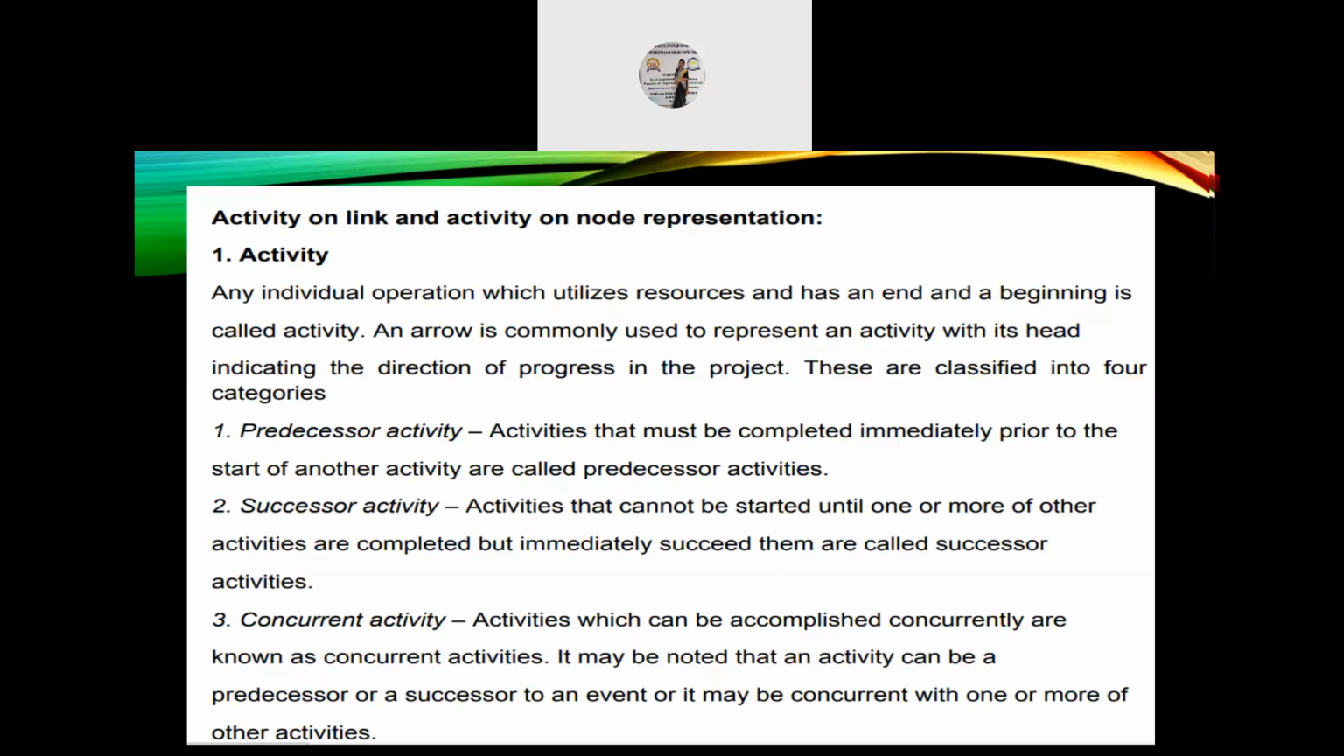Activities that must be completed immediately prior to the start of another activity are called predecessor activities. Second, successor activity. Activities that cannot be started until one or more of other activities are completed but immediately succeed them are called successor activities. Three, concurrent activity. Activities which can be accomplished concurrently are known as concurrent activities. It may be noted that an activity can be a predecessor or a successor to an event, or it may be concurrent with one or more of the other activities. This predecessor, successor, concurrent distinction is the same as we have discussed earlier in the previous slides. Finish to start, start to finish is almost the same.